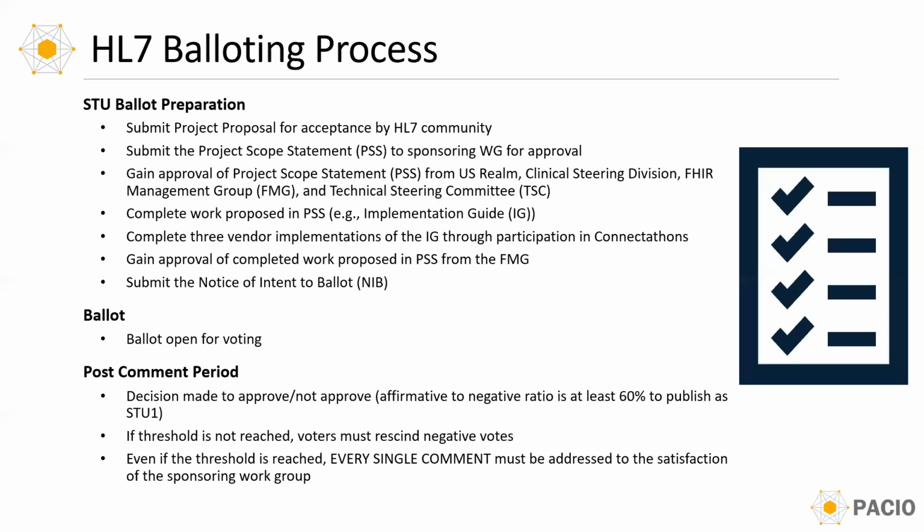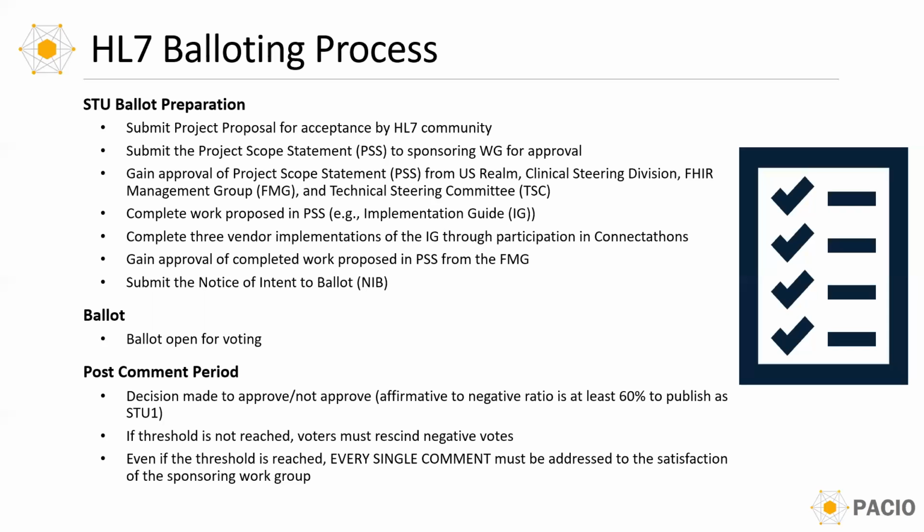Complete work proposed in the PSS, which in many cases might be an implementation guide. Complete 3 vendor implementations of the IG through participation in connectathons, and gain approval of the completed work proposed in the PSS from the FHIR Management Group. Finally, submitting a notice of intent to ballot, which will be done by the sponsoring work group on behalf of the developer. Then the ballot is open for voting.